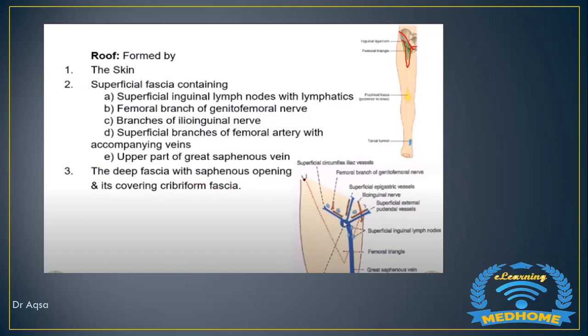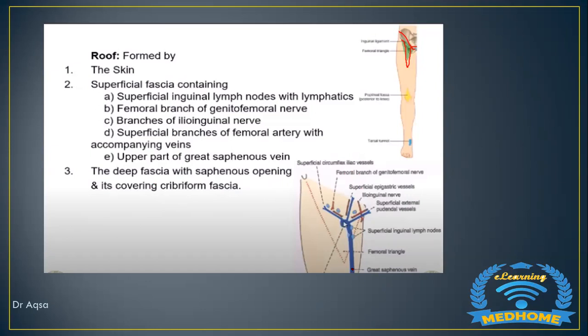So if you look here in this triangle, this is the femoral triangle. It contains the superficial inguinal lymph nodes. It has the branches of the ilioinguinal nerve, the femoral branch of the genitofemoral nerve, and superficial branches of the femoral artery and its veins. They both are also present here.